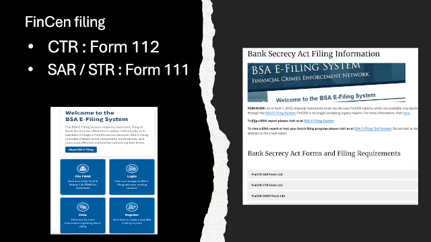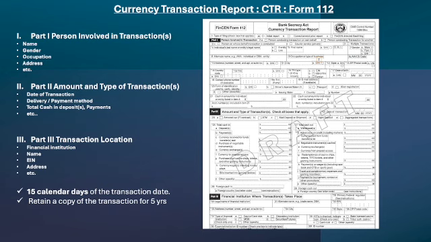And there are two sets of report forms which you have from the FinCEN website. For CTR, it is Form 112, and for SAR, it is Form 111. The instructions and the form details can be downloaded through the FinCEN website. All the instructions are available, and it also has a provision to e-file these reports on their website.